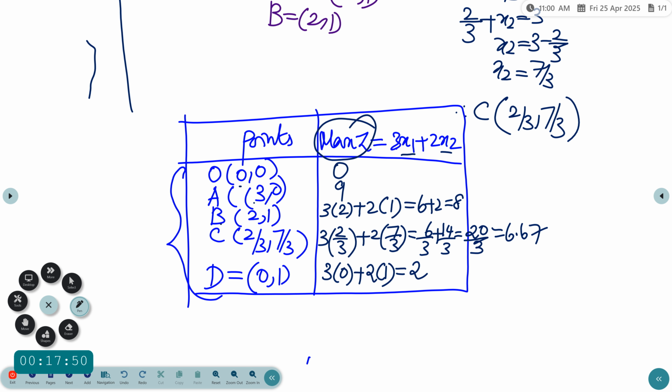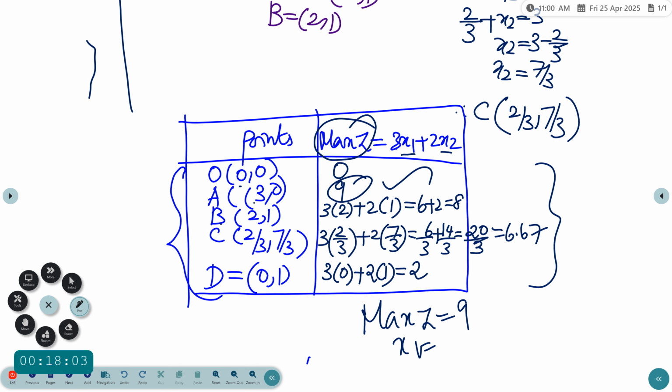Then we need the maximum z. Find out the maximum among these values. What is our maximum value? 9 here. So the maximum value is 9. The best solution, optimal solution is 9. And the corresponding point is 3 comma 0, x1 equal to 3, x2 equal to 0. This is our optimal solution.